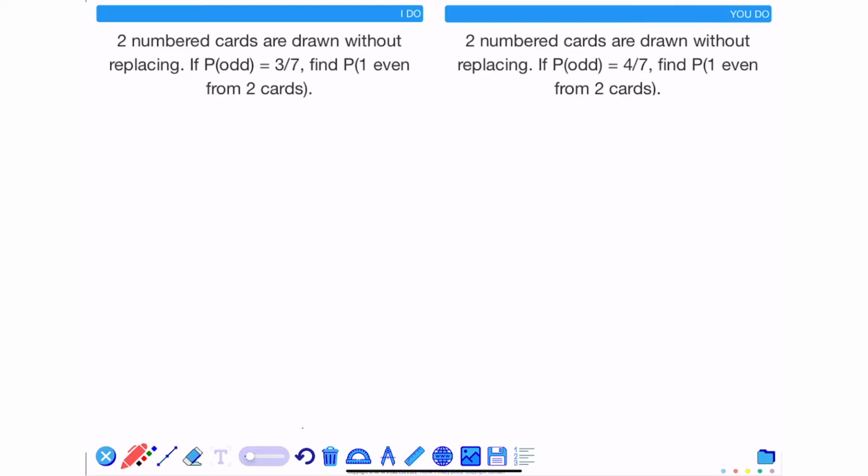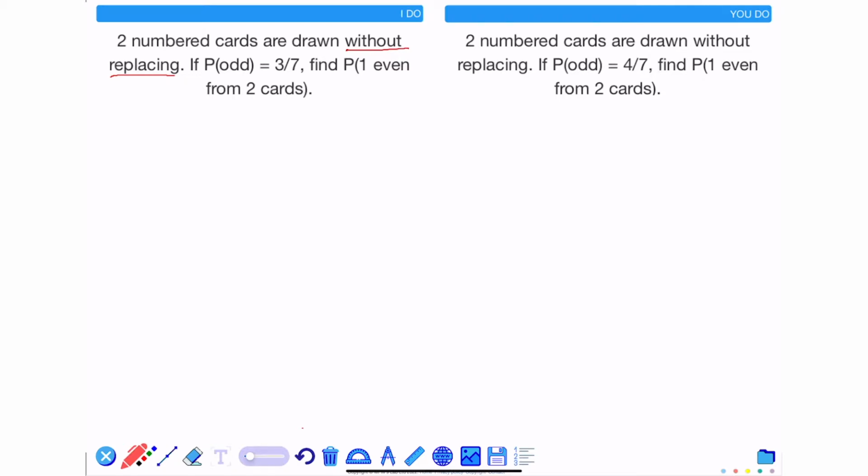In this video, we're going to be looking at the topic of probability with a focus on dependent events. On the left-hand side, I have two numbered cards that are going to be drawn without replacing. If the probability of an odd number is 3/7, find the probability of one even from two cards.